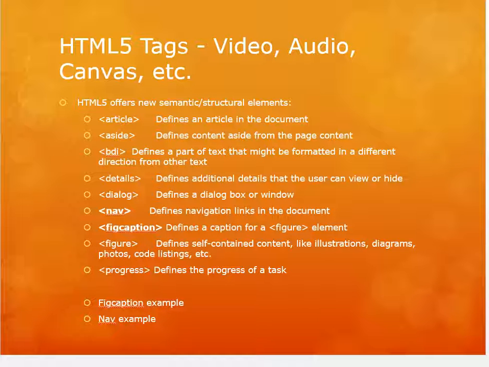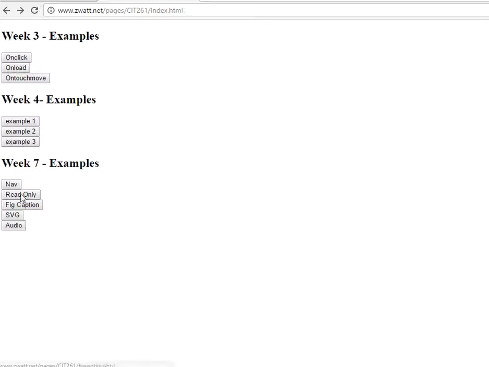The nav defines the navigation links in the document, and then the figcaption defines the caption for the figure element. So let's start with figcaption. The purpose of the figcaption is to add a visual explanation to an image. The image element defines the image, but the figcaption element defines the caption for the picture.